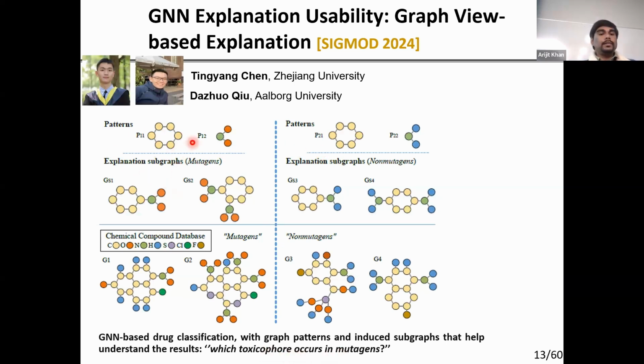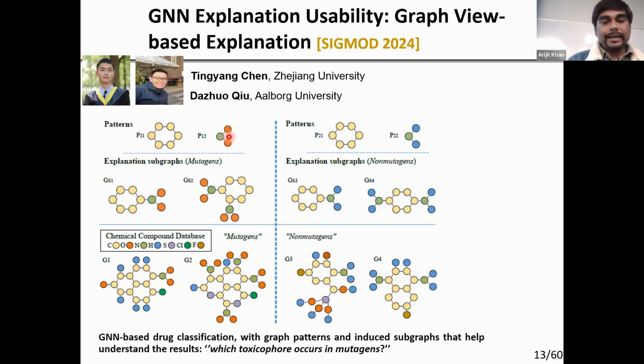So what we provide is a more summarized view on top of those explanations, which you see as patterns on the top level. What we do is some kind of constrained graph pattern mining to extract even smaller patterns that the domain expert can identify easily. For example, these benzene rings, right? We can see that they appear in both mutagen and non-mutagen. And this is very important information because it says that although the presence of a benzene ring is important for this classification, it's not very discriminative, right? It appears in both classes.